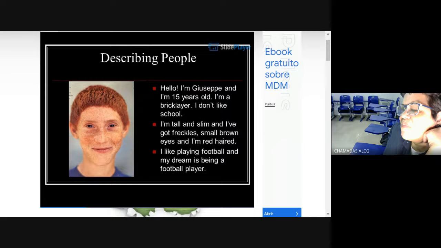Describing people. Hello, I'm Giuseppe and I'm 15 years old. I'm a bricklayer. I don't like school. I'm tall and slim and I've got freckles, small brown eyes and I'm red-haired. I like playing football and my dream is being a football player.